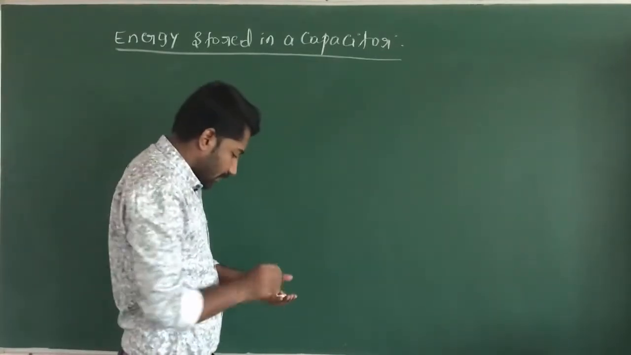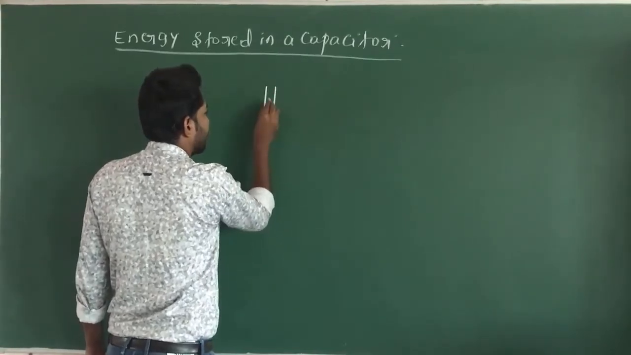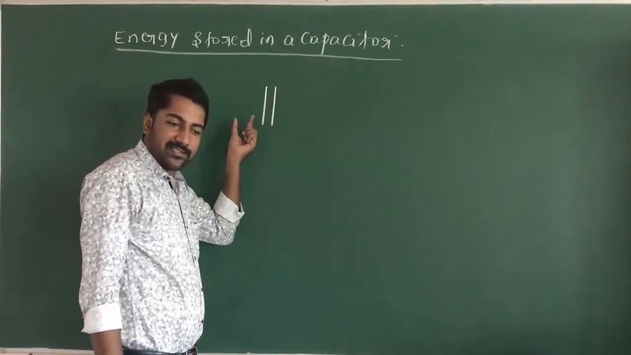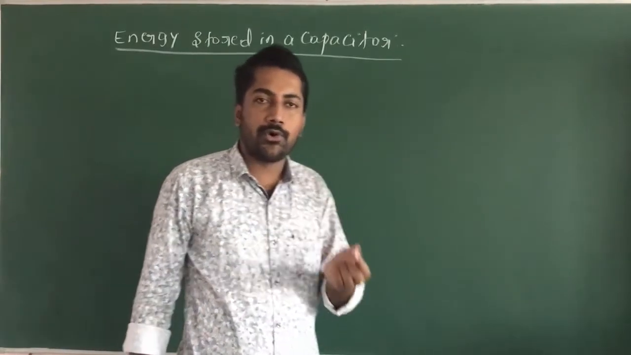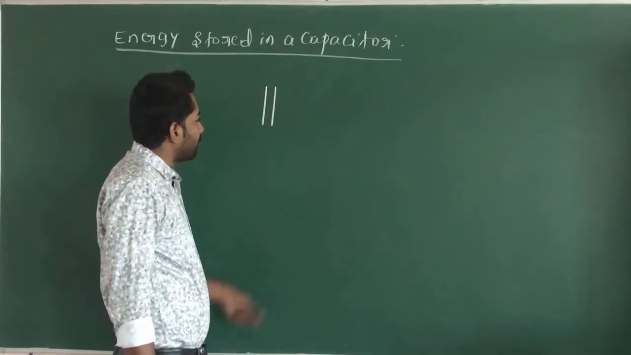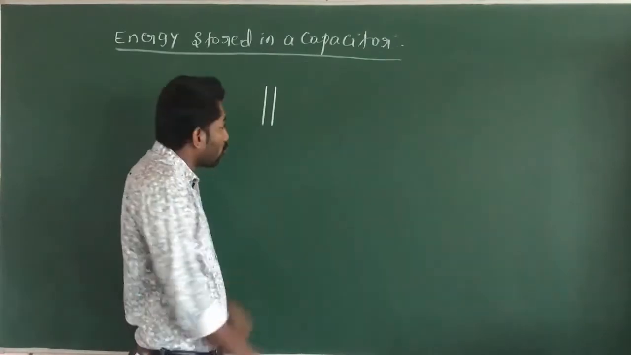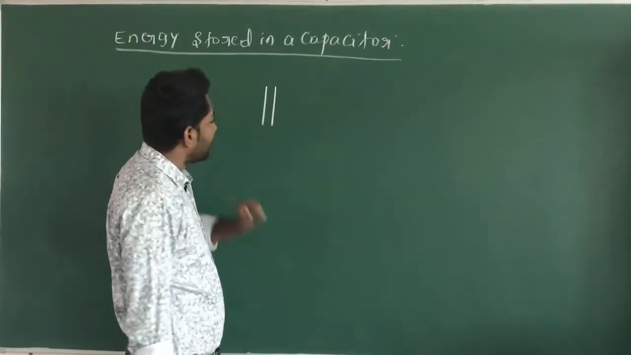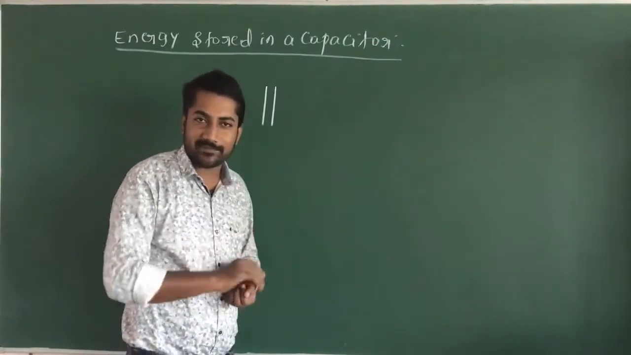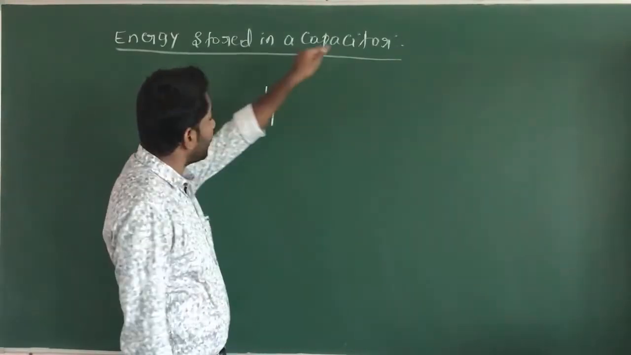Okay students, here we consider one capacitor. Initially it is an uncharged capacitor. A capacitor is a device used to store electrical energy, and it is made up of two conductors separated by a small distance, or two parallel metal plates separated by a small distance. Initially we assume that the charge on this capacitor is zero.